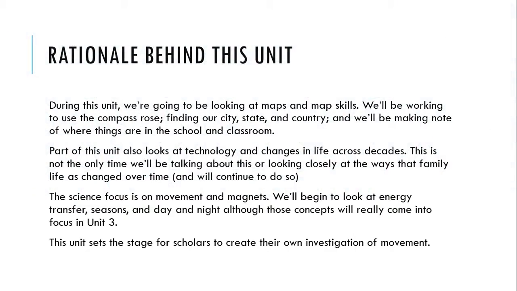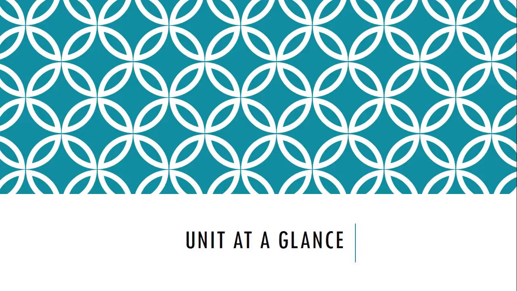So here's the rationale behind this unit. I'm going to let you read. But the biggest things that you're going to be doing is moving into maps and map skills. There are a lot of 3-part cards in the resource unit to help the kids do more practice with maps independently. We're going to be looking at how things changed across decades, and we're going to look at that again in Unit 3. We're going to look at movement and magnets in science, so we'll be making roller coasters and looking at how magnets go to energy transfer. We're really going to hit all of that in Unit 3, but do start speaking about it now to get the kids ready.